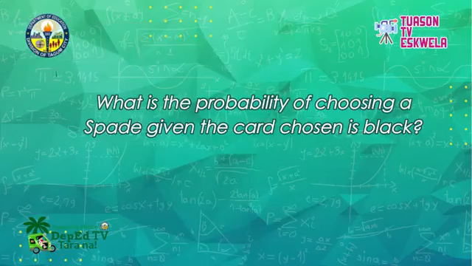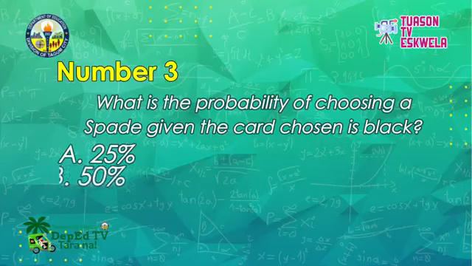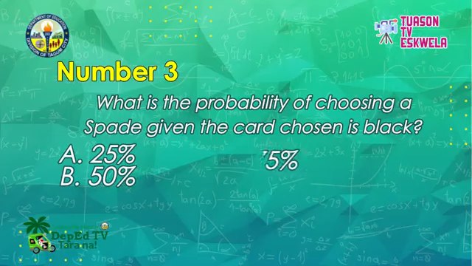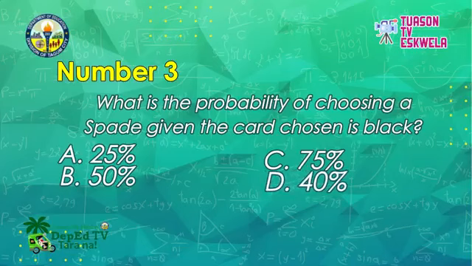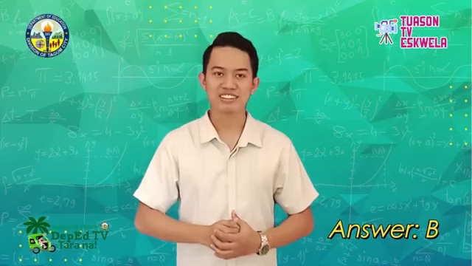Question number 3. What is the probability of choosing a spade given the card chosen is black? Letter A, 25%. Letter B, 50%. Letter C, 75%. And letter D, 40%. Your timer starts now. Time is up. The correct answer is letter B, 50%.